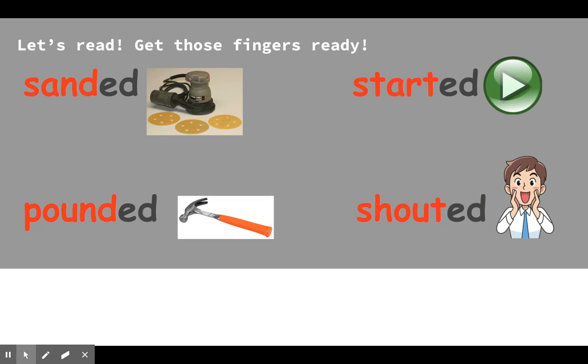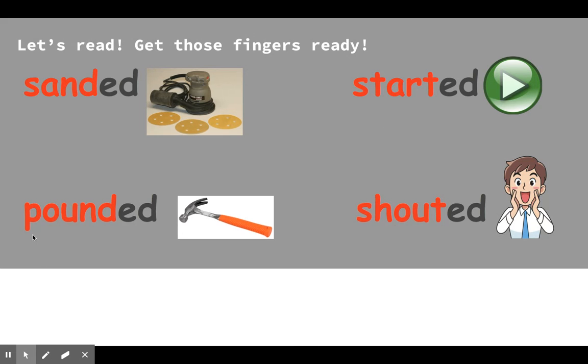Here are some more examples. Let's put our fingers up. We will read the first word right here. Here we go. S-a-n-d, ed, sanded. Let's move over. Fingers up. St-ar-t, ed, started. Notice in this word, my red word is start. Today I start my video. Last week I started my video. It happened in the past.